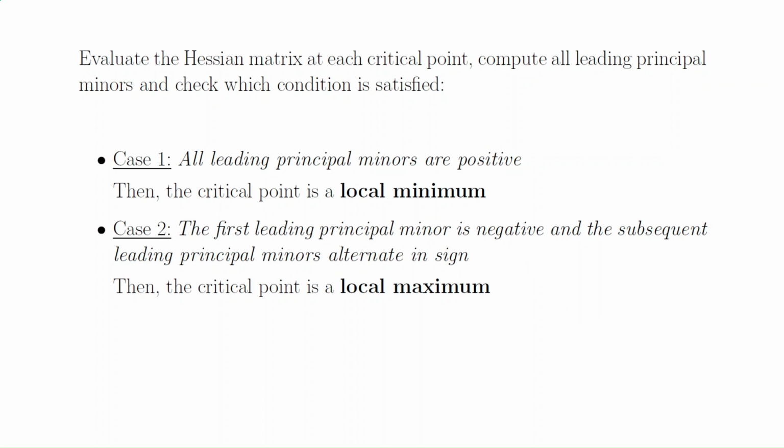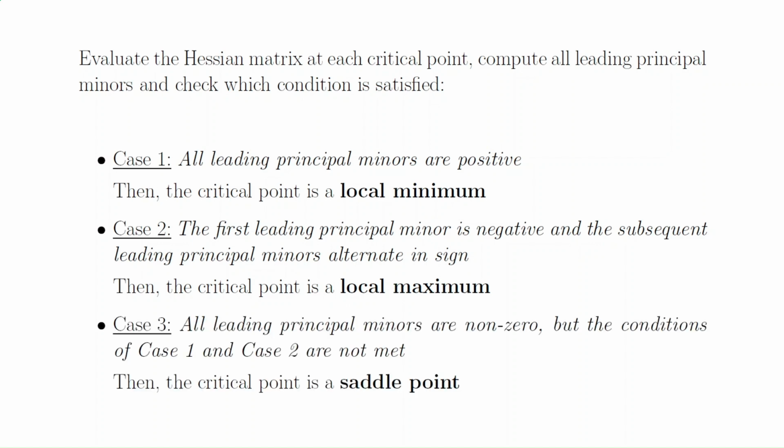Case 2. The first leading principal minor is negative, and the subsequent leading principal minors alternate in sign. Then the critical point is a local maximum. Case 3. All leading principal minors are non-zero, but the conditions of case 1 and case 2 are not met. Then the critical point is a saddle point.